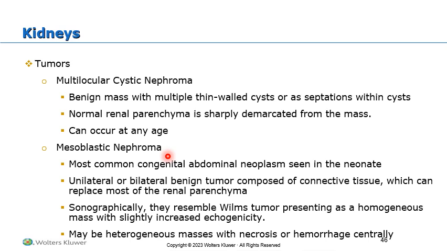Sonographically, we're going to see these appear very similar to that Wilms tumor where they get large, they're homogeneous, they're smooth, with slightly increased echogenicity. So again, it may require a biopsy to determine which of the two this is. These can have areas of necrosis and hemorrhage centrally, usually because they've outgrown their blood supply.